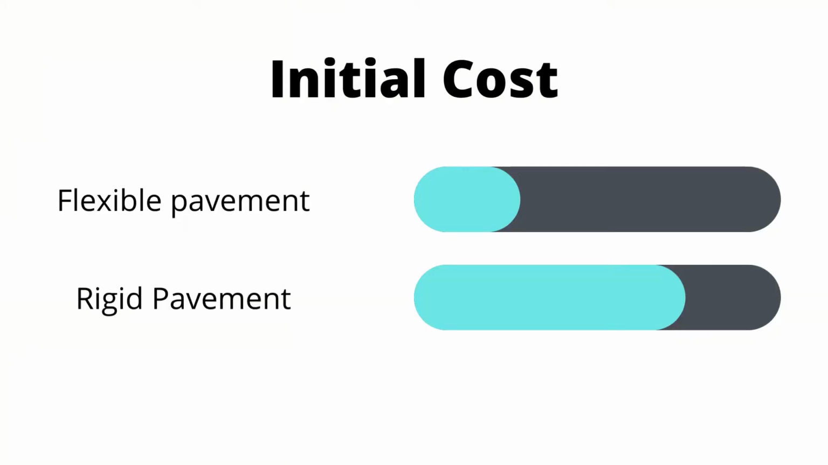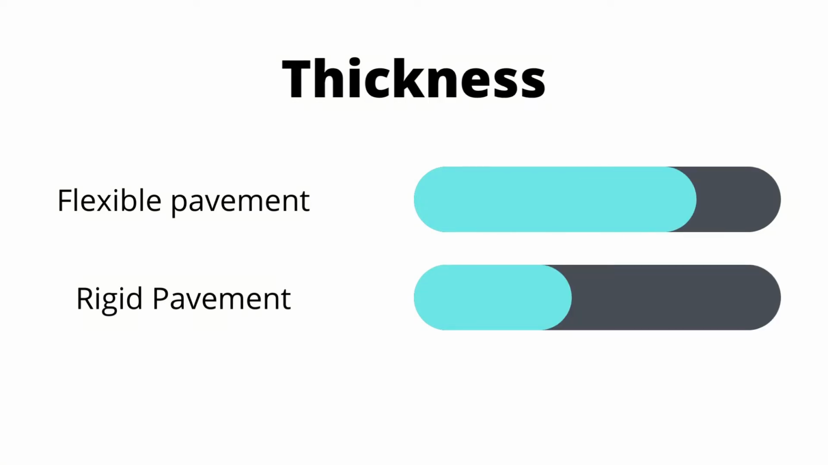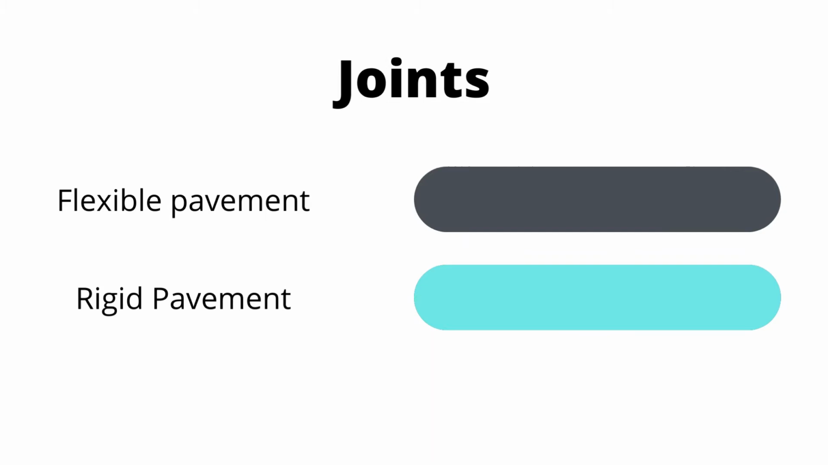Next, we have the comparison point initial cost. The initial cost of flexible pavement is much lower than that of rigid pavements. Next, we have lifespan. Lifespan of flexible pavement is about 15 years and that of rigid pavements is 30 years. Next is thickness. The thickness of flexible pavement is more as compared to rigid pavements.